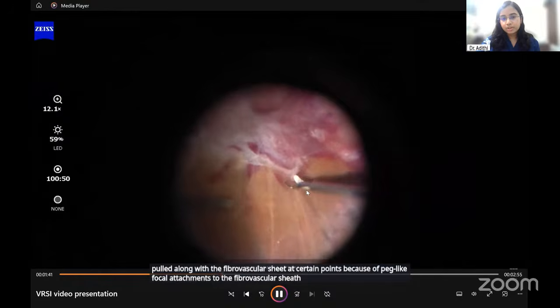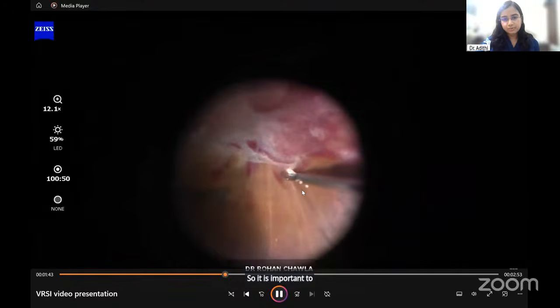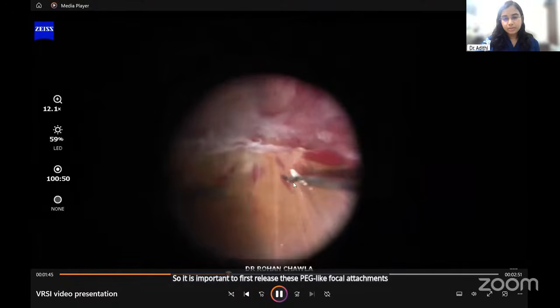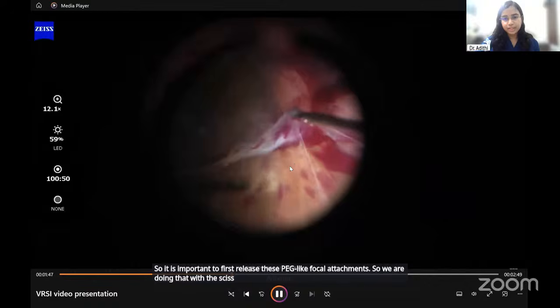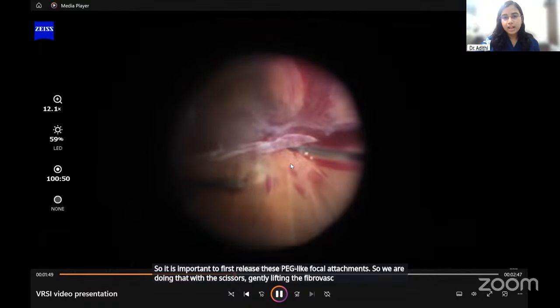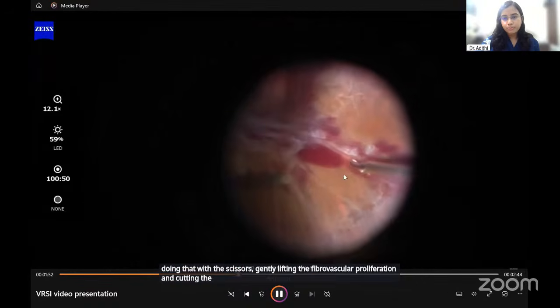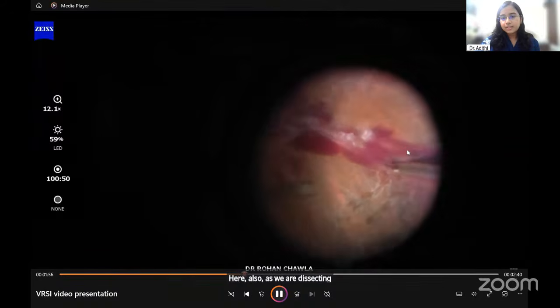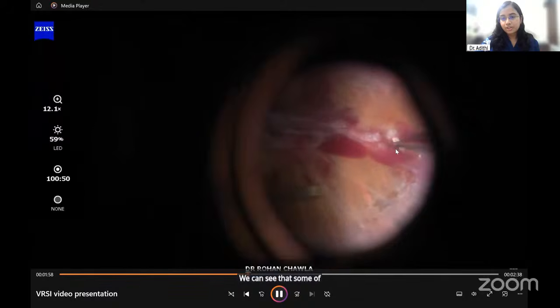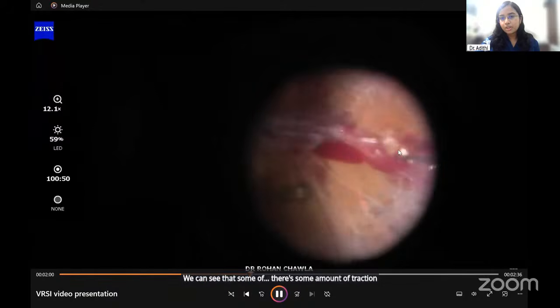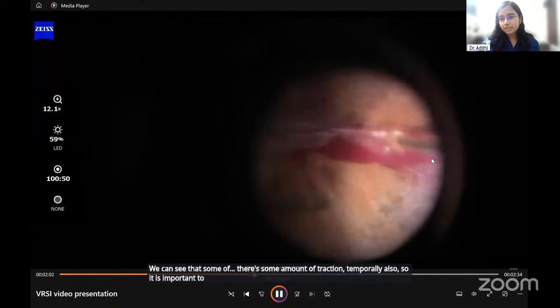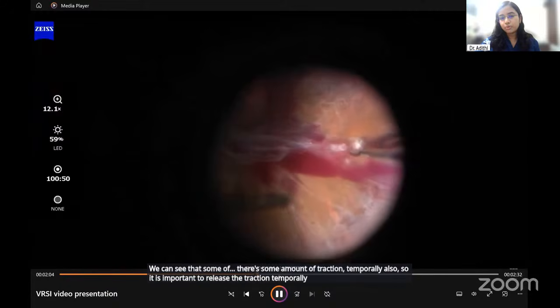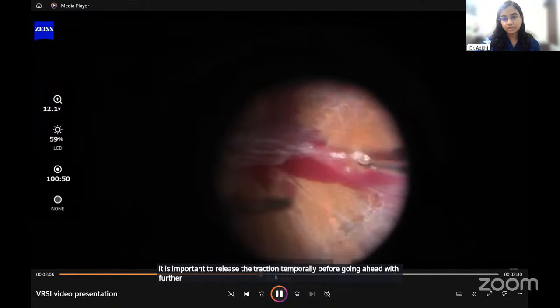So it is important to first release these peg-like focal attachments. So we are doing that with the scissors, gently lifting the fibrovascular proliferation and cutting the focal attachments. Here also, as we are dissecting, we can see that there's some amount of traction temporally also. So it is important to release the traction temporally before going ahead with further posterior dissection.